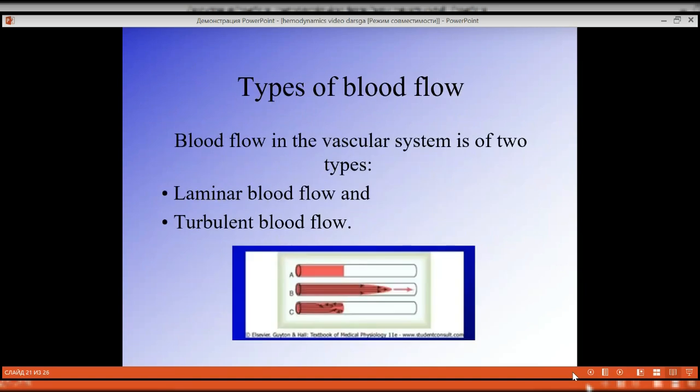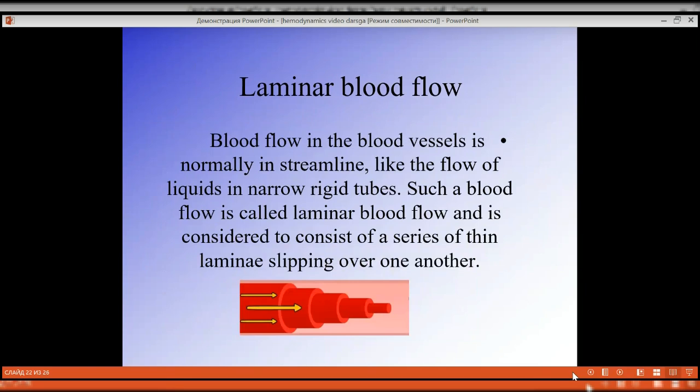Types of blood flow. Blood flow in the vascular system is of two types: laminar blood flow and turbulent blood flow. Laminar blood flow in the blood vessels is normally in streamlines, like the flow of liquids in narrow rigid tubes. Such a blood flow is called laminar blood flow and is considered to consist of a series of thin laminae slipping over one another. You can see from this picture how your blood circulates in laminar blood flow.